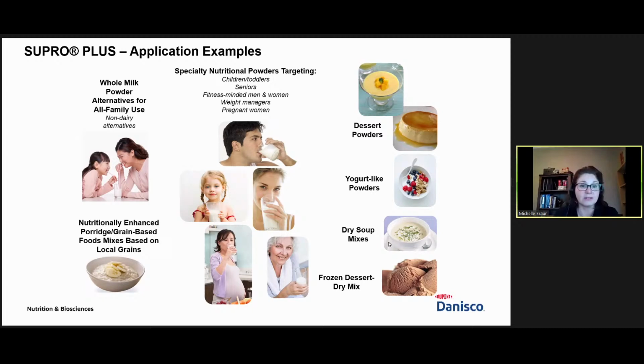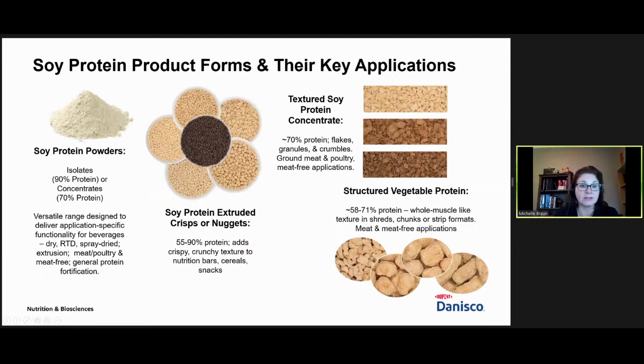The powdered products aren't the only way that soy ingredients can be available. Soy ingredients can come in a variety of forms and formats for inclusion in recipes or formulas of new or familiar foods. Powders do deliver application-specific functionality for beverages. So whether it's a dry product that's to be reconstituted or ready to drink or spray dried, the high quality protein can come through in the powder products. These are also often used in meat or poultry or meat-free applications as well. So this is the most versatile form that can be used in general protein fortification.